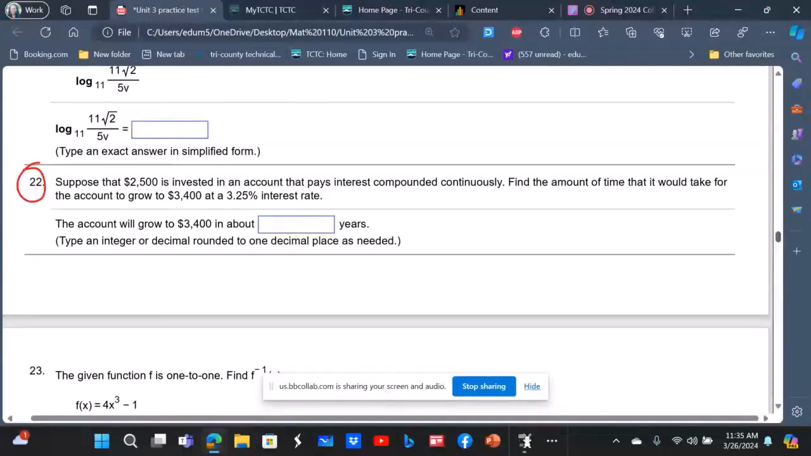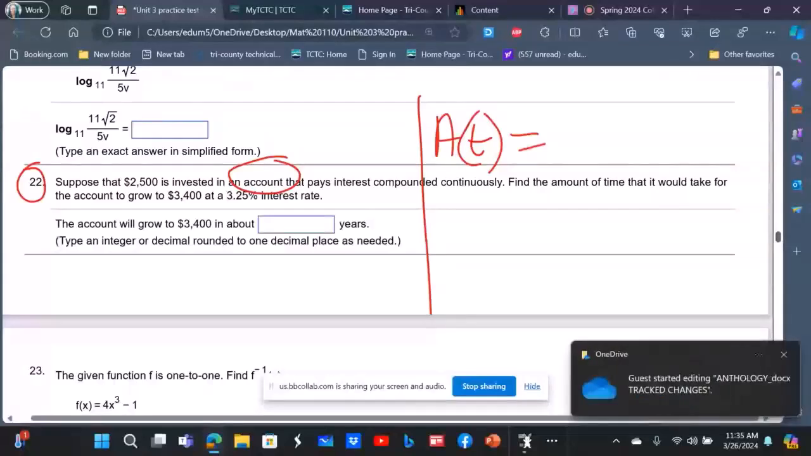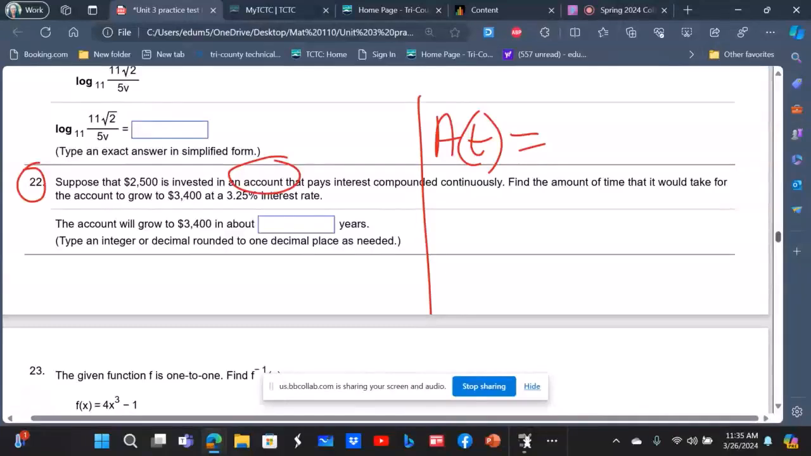So final exam. Suppose that 2,500 is invested. Remember, invested in an account. This is investment, another application. Some of you did not come to class, so I'm going to say this again because some of you did not come to class that day. Remember that if you are doing investment and it's going to be paid quarterly, quarterly means every 3 months, 4 times a year. Semi-annually, 2 times a year. Monthly, 12 times a year.